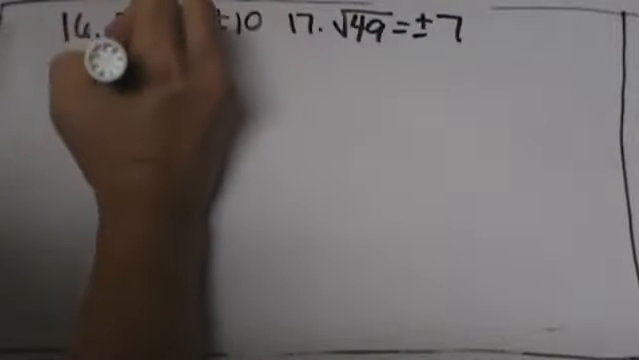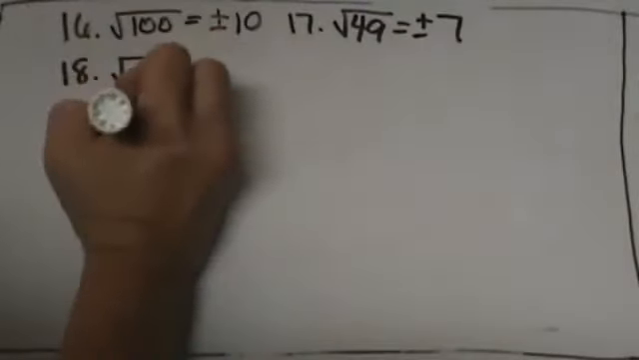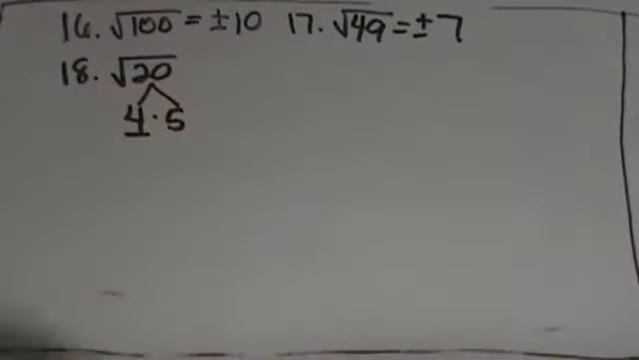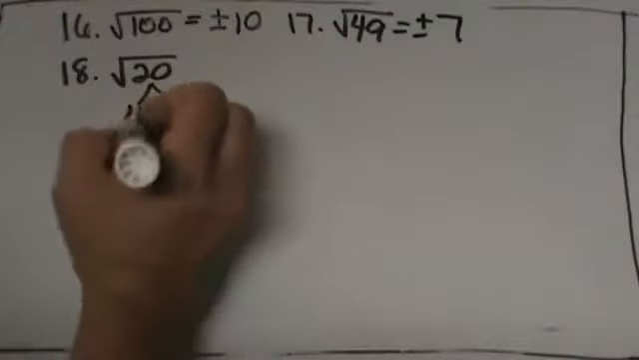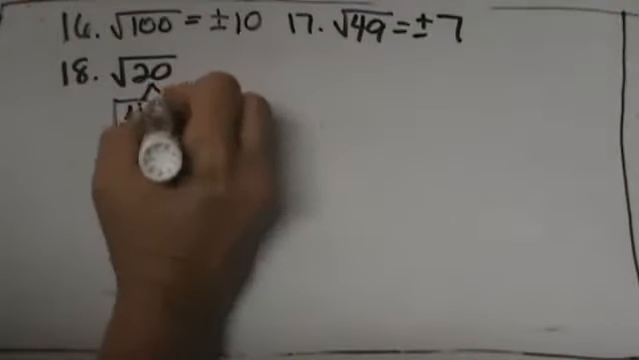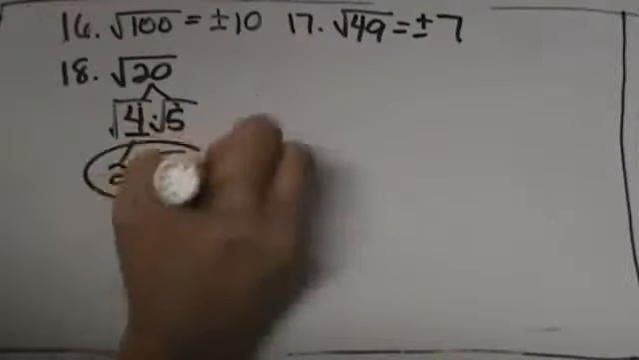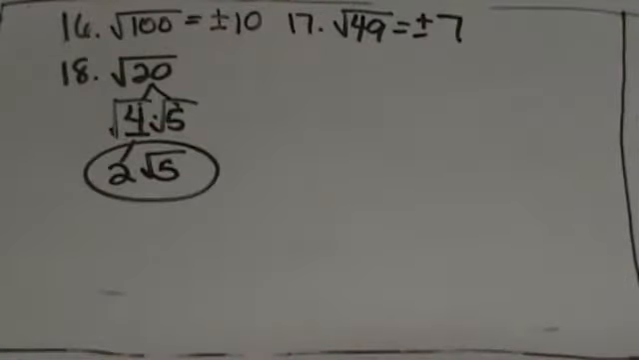Number 19, 5 square root of 20. Okay, this one's not a perfect square, so we're going to have to do a little factor tree. 4 times 5. Now 4 is a perfect square, so the square root of 4 is 2, and 5 just comes down, so that's going to be 5 square root 2.